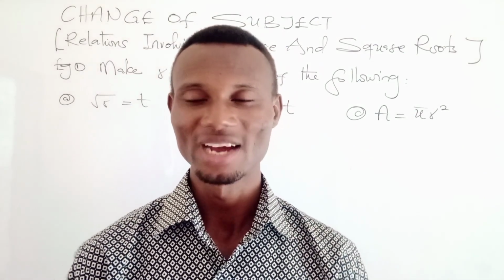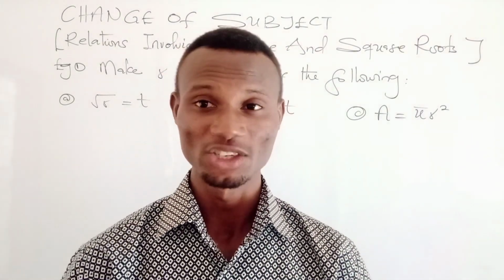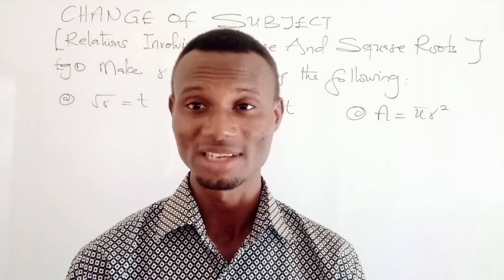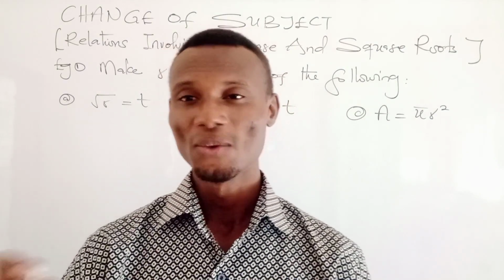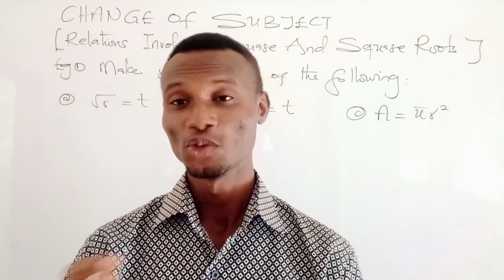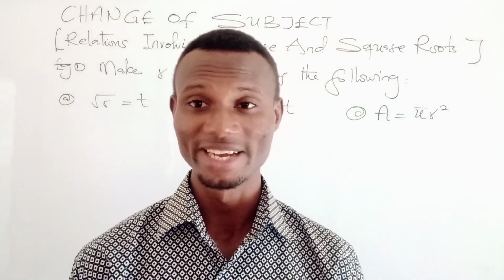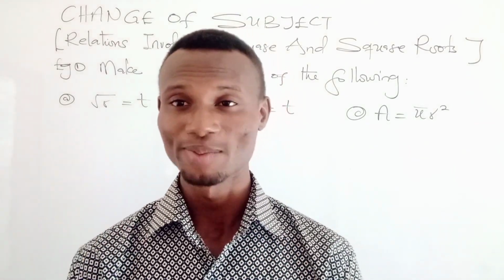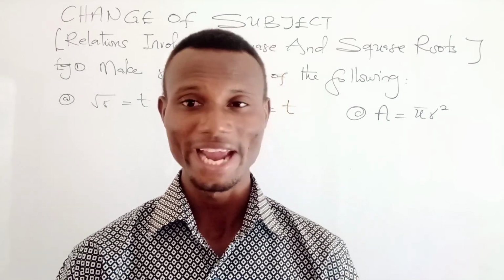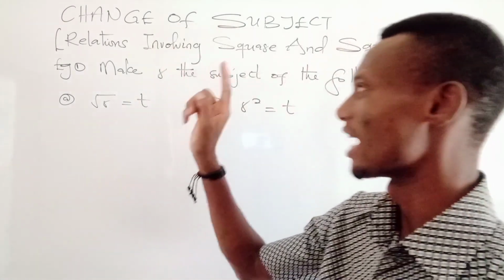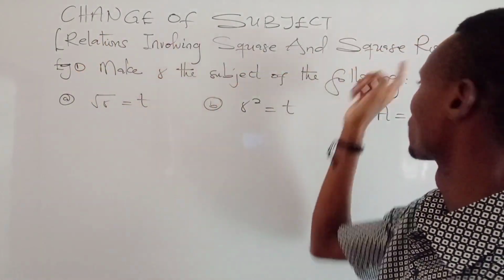So in this video, I want us to continue and handle another aspect of the change of subject. Still on the change of subject, I want us to handle another aspect, and that is relations involving square and square root. As you can see from the board, I've written relations involving square and square root.